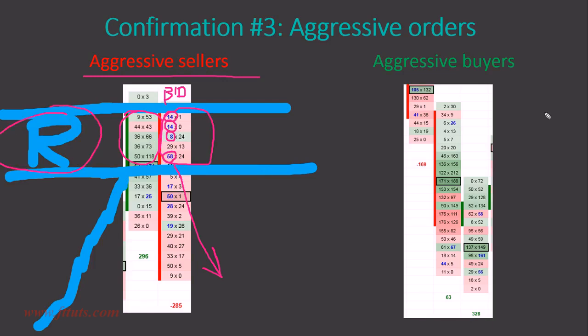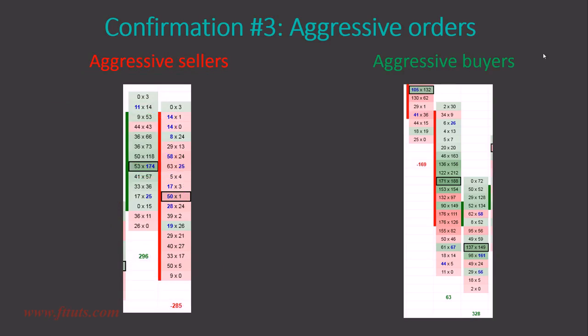What you can also notice is the delta. I'll be talking about delta a little bit more, but in here you can see that it's positive and it's turned into negative. I'll talk about this more in the next slide, so let's just move to the next example, to the aggressive buyers.